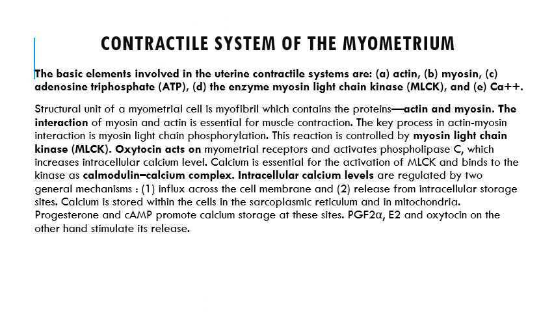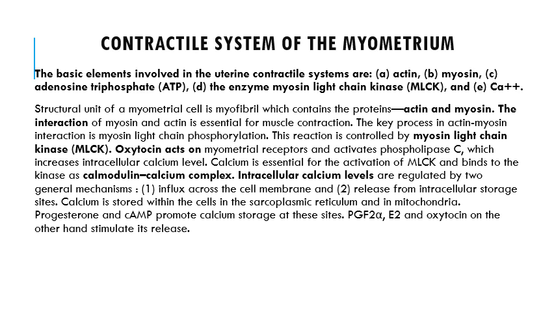Now, let us briefly discuss the contractile system of the myometrium. The basic elements involved in the uterine contractile systems are actin, myosin, adenosine triphosphate, the enzyme myosin light chain kinase, and calcium molecules. The structural unit of a myometrial cell is the myofibril, and it contains the proteins actin and myosin. The interaction of these two proteins is required for muscle contraction. The key process in this interaction is the myosin light chain phosphorylation, which is controlled by the enzyme myosin light chain kinase.